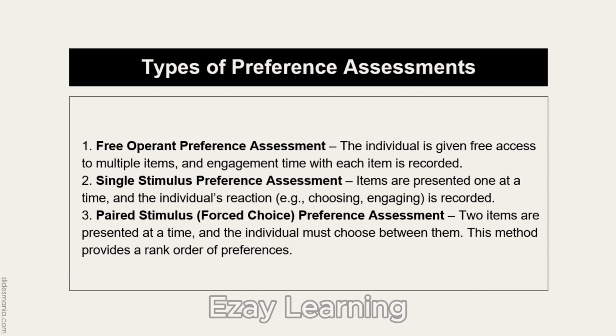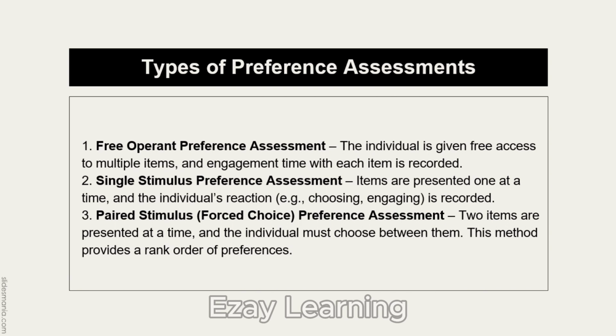In single stimulus preference assessment, the items are presented one at a time and the individual's reaction is recorded. So you will present one item to the client at once. You will record their reaction. You will record whether they are choosing to play with it or not, whether they are engaging with it or not. Then you will give another item, and again record their reaction, then another, and then you will record which item has the most engagement time, and that could be the potential reinforcer.